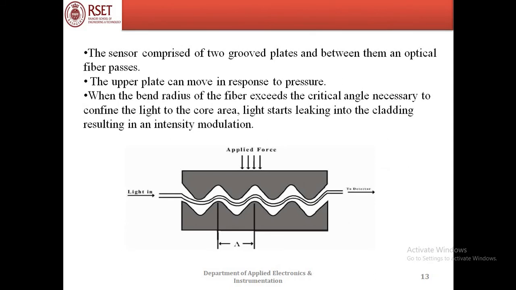The sensor is shown here and consists of two groove plates, and between them an optical fiber passes. The upper plate can move in response to pressure applied. When the bend radius of the fiber exceeds the critical angle necessary to confine the light to the core area, light starts leaking into the cladding, resulting in an intensity modulation.